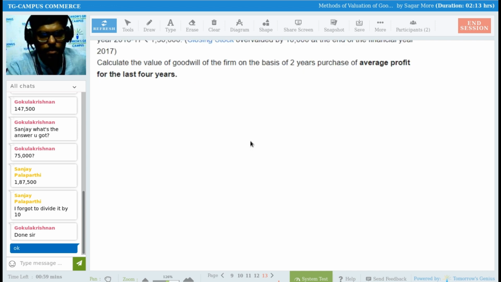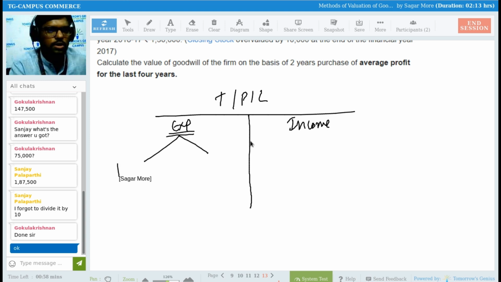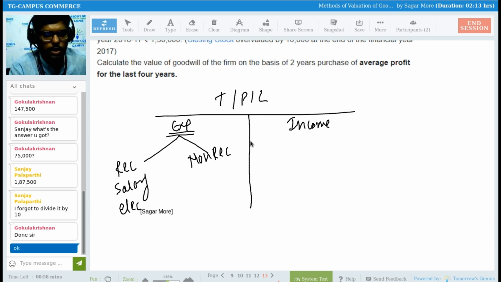Whenever you prepare trading and profit and loss account for any business, you record expenses on the debit side and income on the credit side. You record both recurring expenses as well as non-recurring expenses. Recurring expenses means salary paid, electricity payment, rent paid, all are your day-to-day business expenses. Apart from that, non-recurring expenses are also there.